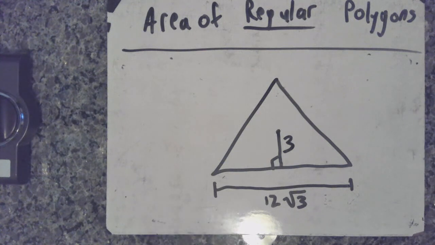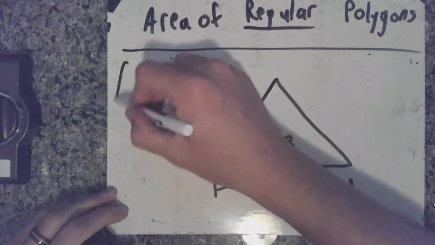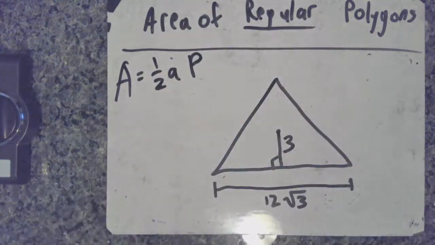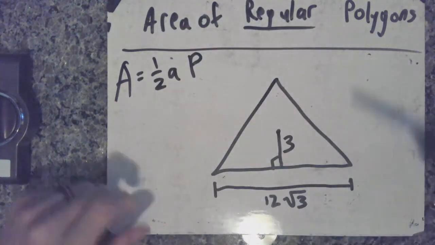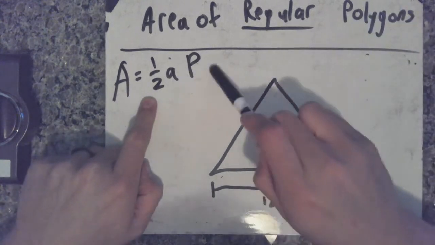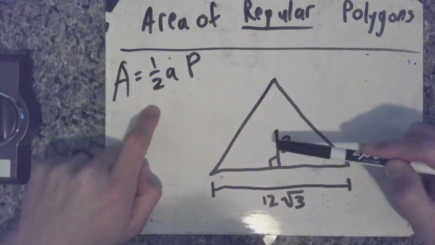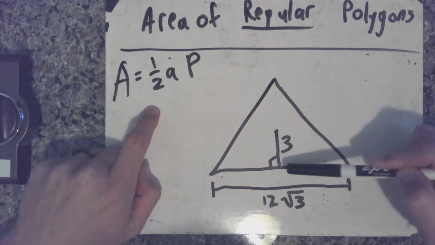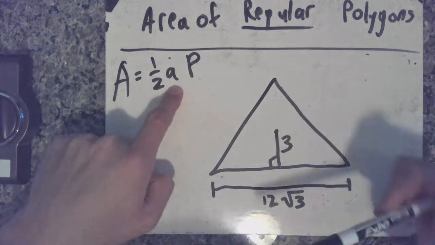So the formula: area is equal to 1/2 times the apothem times the perimeter. Let's see if we have these two working parts. The apothem: do we have the apothem? Well, yes, that's connecting from the center straight down, at a right angle. So that is my apothem, and we're good on that.